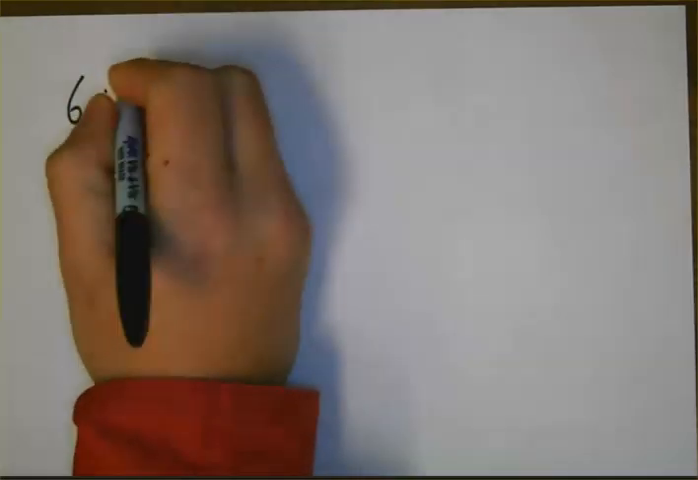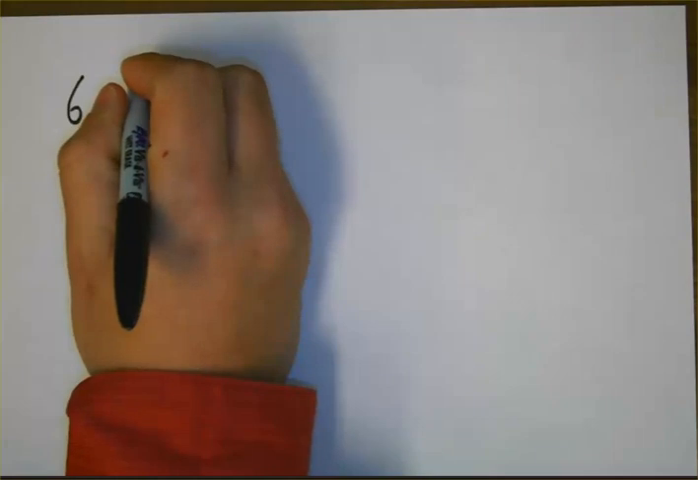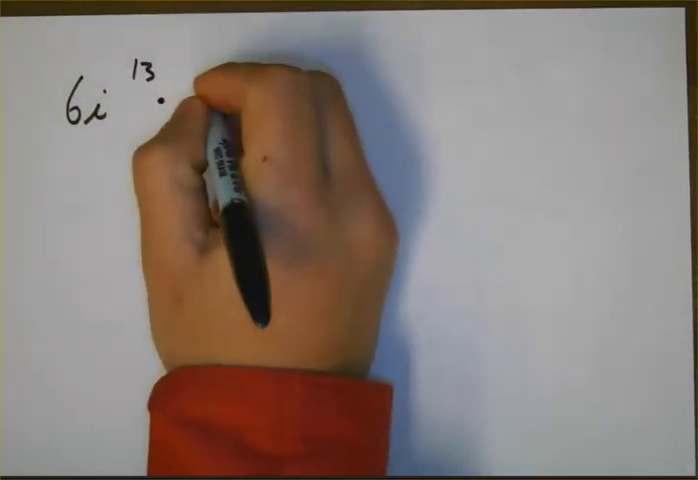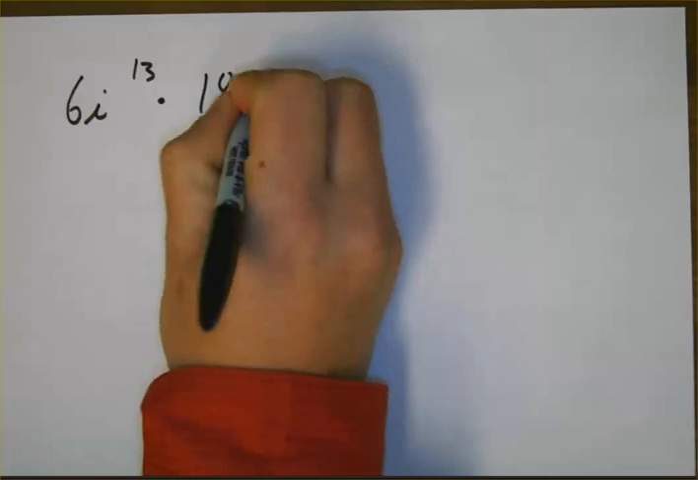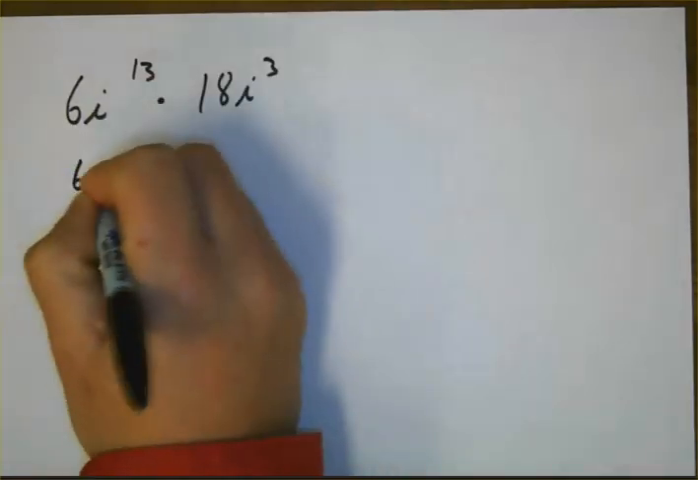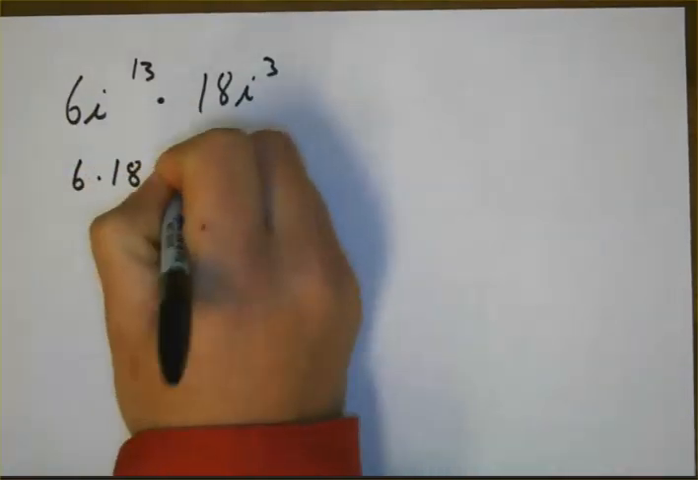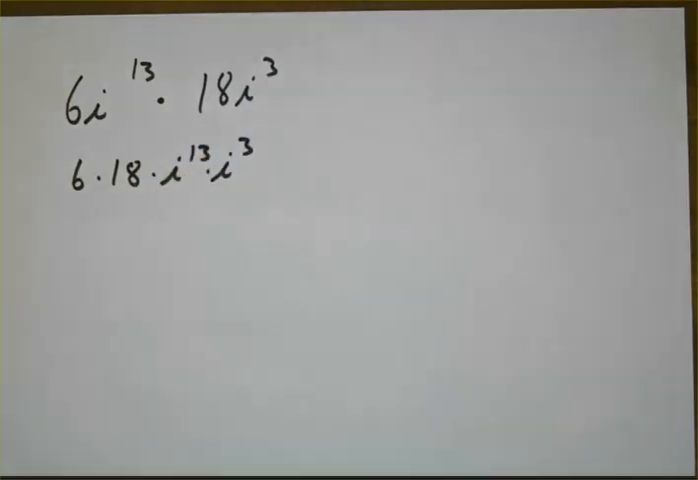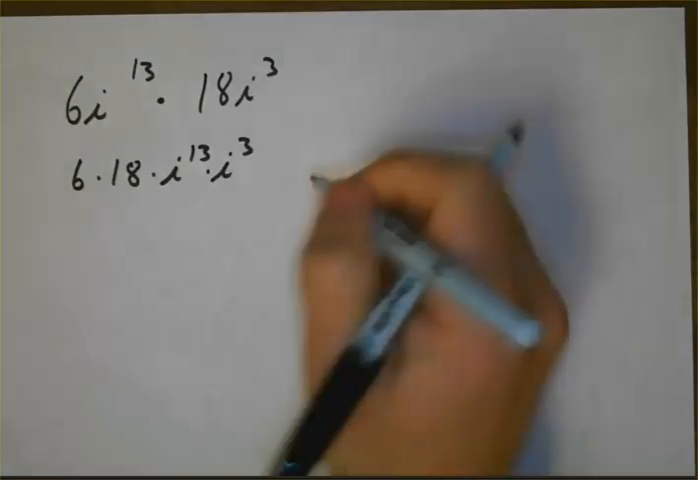So you can again punch this in a graphing calculator and it works out pretty easy. But one thing you can do, for example, is if I take 6i to the 13th and I multiply it by 18i to the third, I'm going to organize this by 6 times 18 times i to the 13th times i to the third, right? What I did there is I just organized.